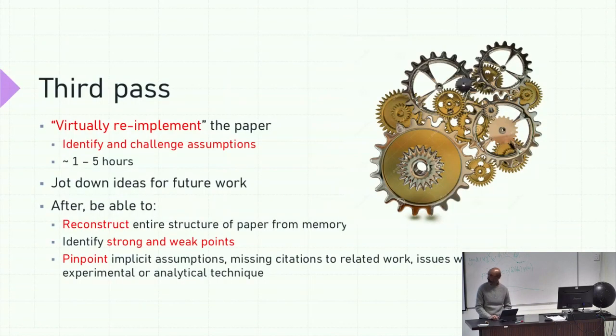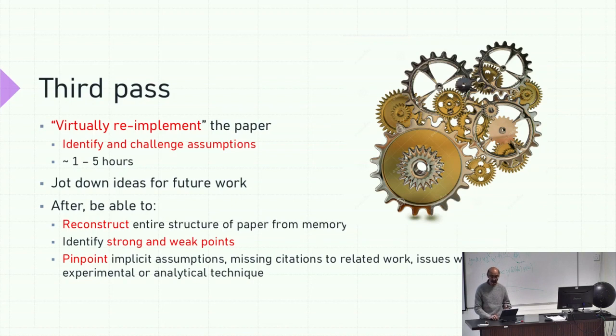And then the third pass, you want to actually figure out what the paper was completely from the inside out. So what you want to do is to say, if I had the same assumptions as the authors, what would I have done? And you compare what you had done with what the authors did, and you should be able to reconstruct the entire structure of the paper from memory and find strong and weak points. So that's what you want to do in the third pass.